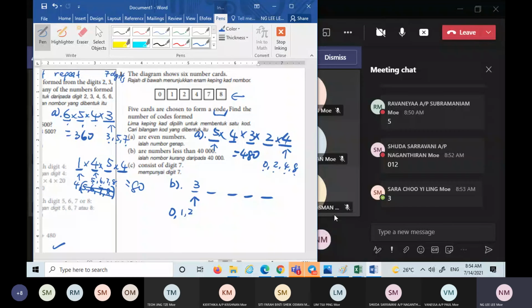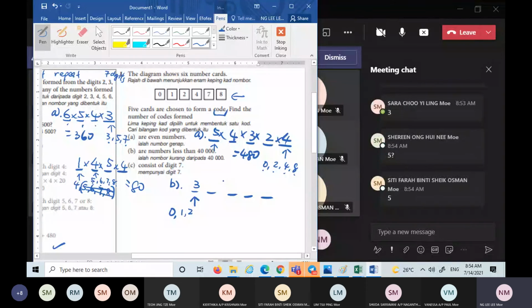So simple. Come on. If you need me to repeat the question, just say. How many choices can I put in for the second digit now, after I fill in the first number? Siti Farah, try. Who first? Serene first. Siti Farah, try again.